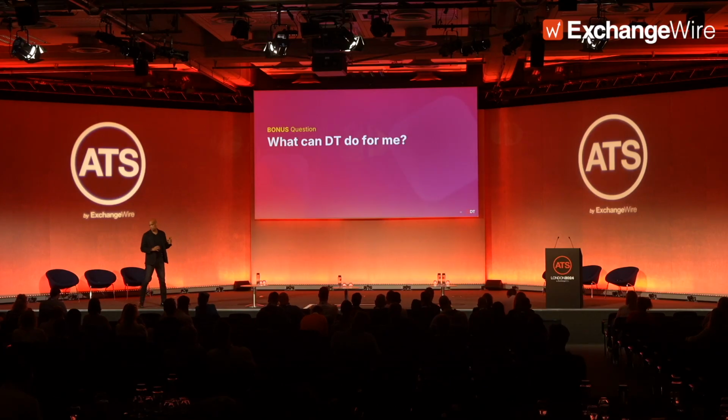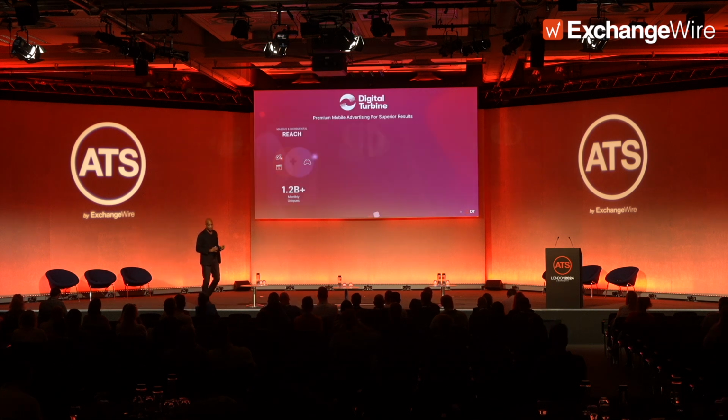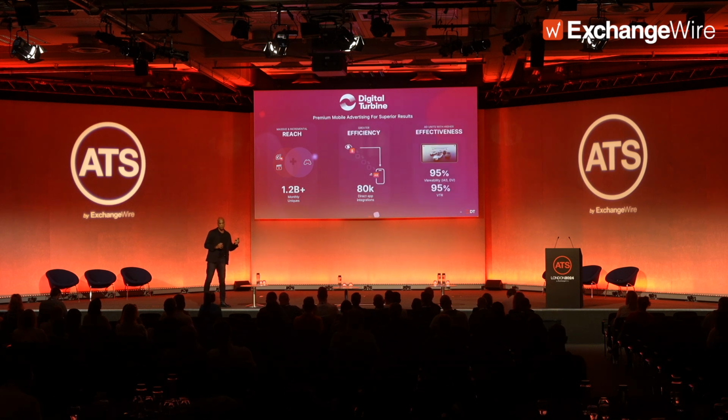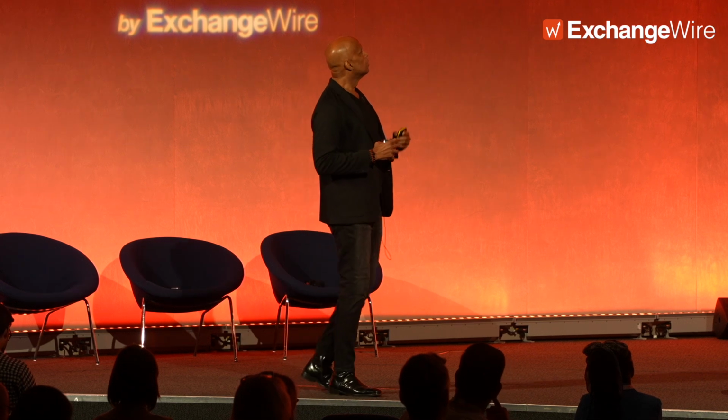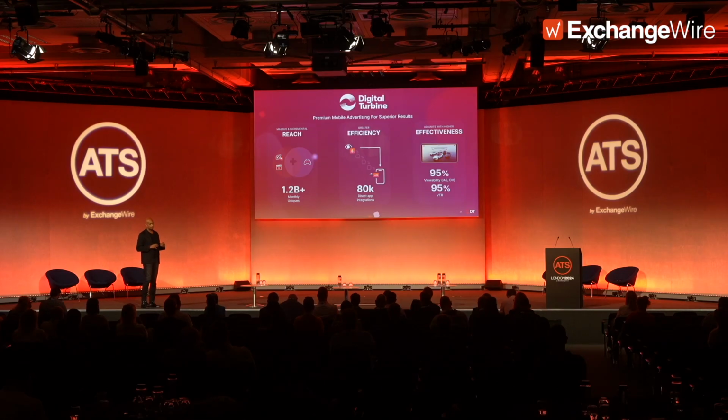So, bonus question: what can DT do for me? As I said before, we are a premium mobile advertising solution used globally. We help people grow their reach by giving them audiences that, if they were only in social media, they would never have. We have a reach of 1.2 billion monthly active users across the world, since our SDK is integrated directly into 80,000 apps, with no programmatic inefficiencies, a direct integration, and a consistent rendering experience. And you just saw the effect of these numbers.